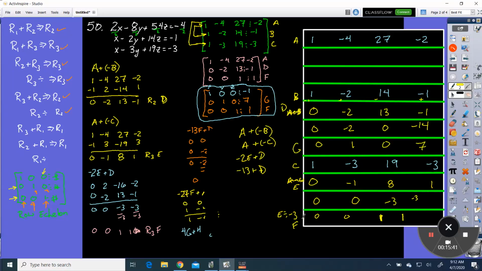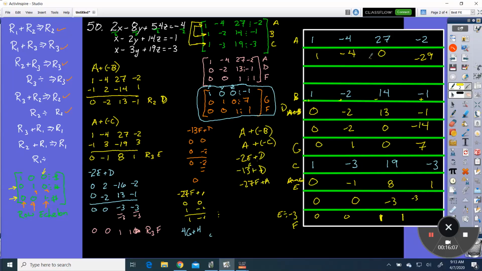Now I'm going to use F to get rid of this 27 up here. So these two don't change, and this is going to become a 0. So negative 27 times 1 is negative 27. Negative 27 times 1 is still negative 27. Combine it here makes negative 29. So I multiplied all of this, so I went negative 27 times F and added that to A.